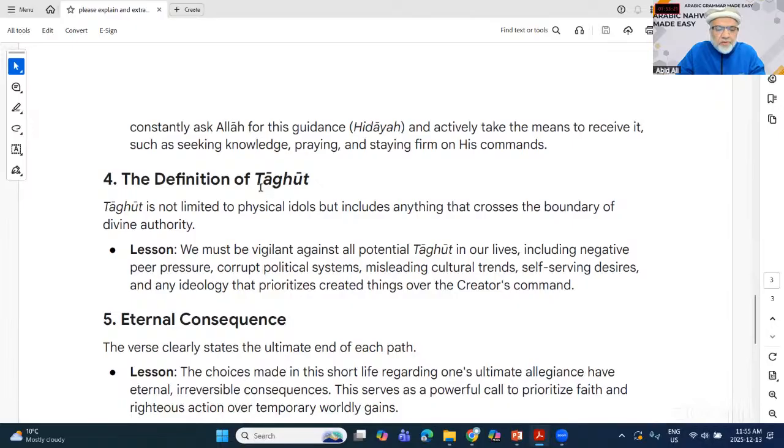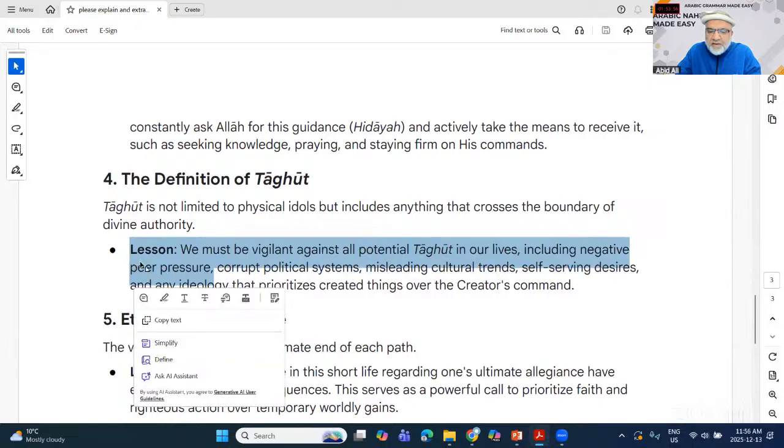So the definition of Taghut is not limited to physical idols, but includes anything that crosses the boundary of divine authority. So anything in your life where you're crossing the boundary of divine authority, then basically you're following Taghut. That could be something haram you're doing, some sin you're doing every day. I don't want to go into detail, but let's see what he says. Lesson: we must be vigilant against all potential taghut in our lives, including negative peer pressure.